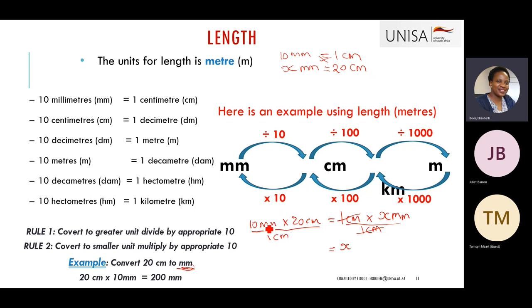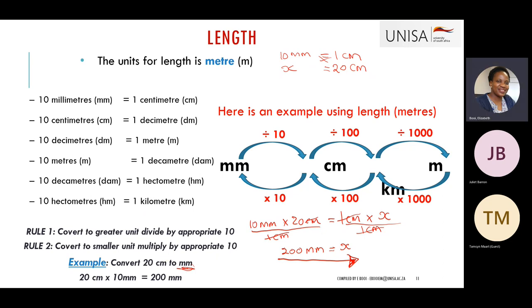I'm just gonna write X, and this side, I am going to cancel my centimeter with my centimeter, and I will be left with 20 times 10 is 200 millimeters. So it means where my X millimeters that I didn't know what those are, I will be able to find it and say that is equals to 200 millimeters.